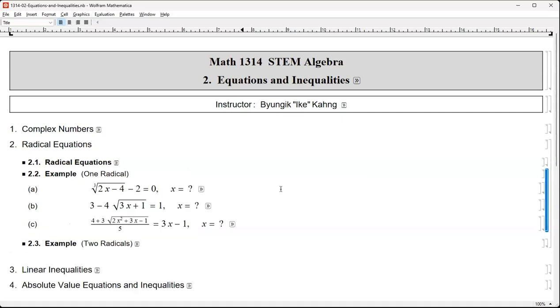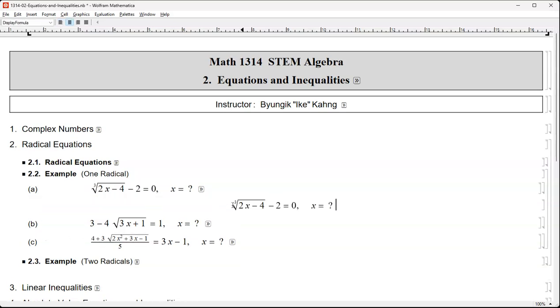Okay, let's go ahead with an example problem, and this first problem is going to be pretty benign. Why? Well, we have just one radical, and then outside we don't have any other x expression, just a constant. So it's easy. Isolate the radical and take the third power of both sides, and then you get a very easy equation.